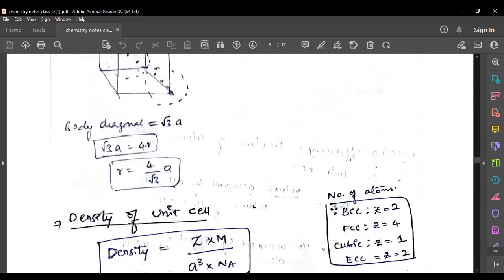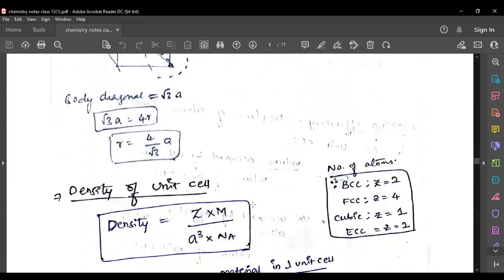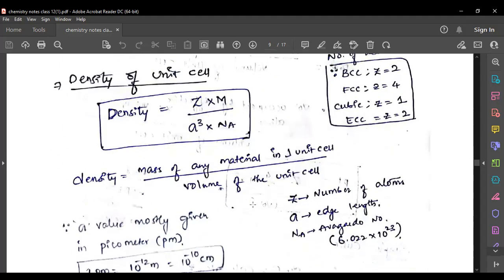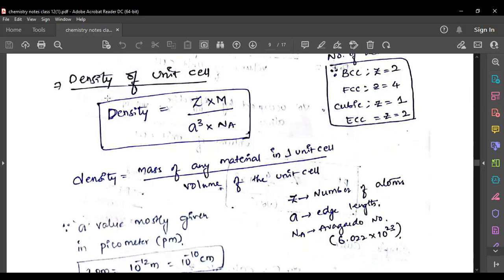This we'll study afterwards, the relationship between a and r. But the next one is the density formula, which is very, very important. And the numericals will come on this formula especially. So this is the first numerical type of question from this chapter. Till now we discussed only the theory part. Now, what is the density formula? Density is mass by volume. But in the solid state, you have a different formula for density. Density is equal to Z into M by a cube into NA.